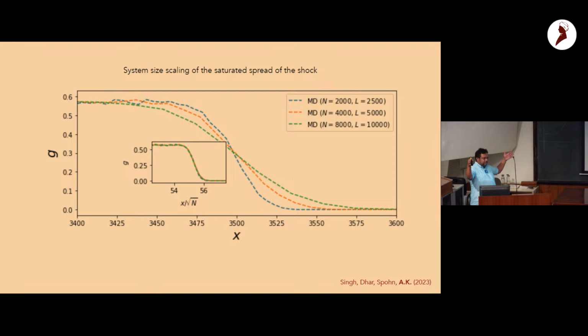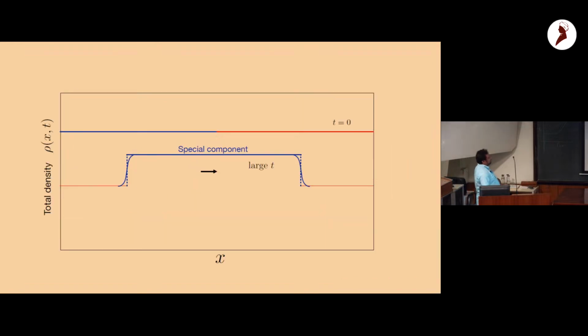And this full density profile moves as if a rigid structure is moving with a constant velocity. So the total density will be like this. This was the initial density. These are the special dots. These are the background dots. And at very late time, the total density becomes this.